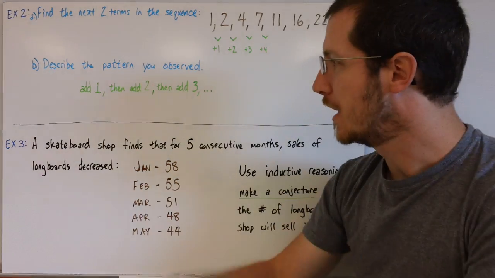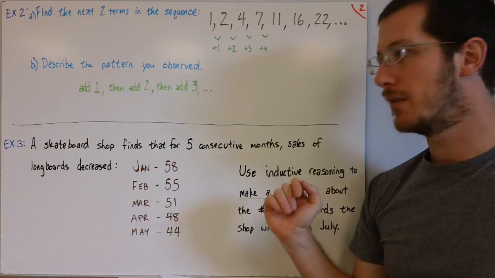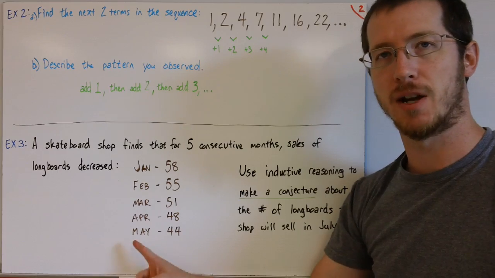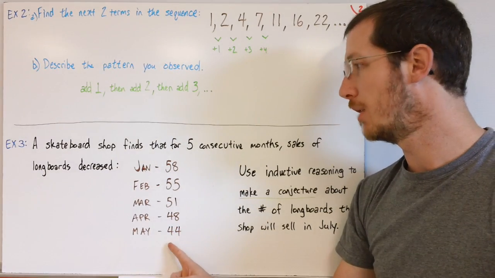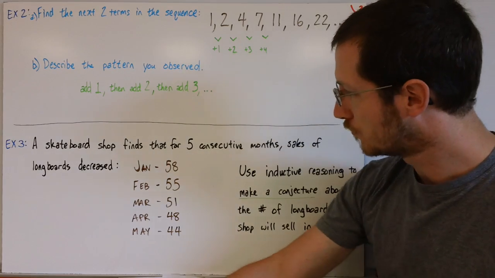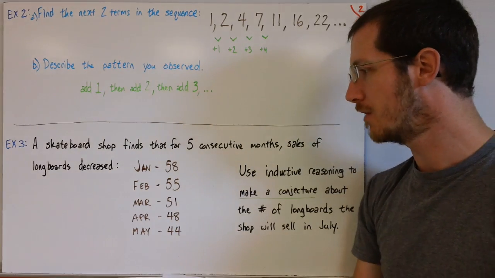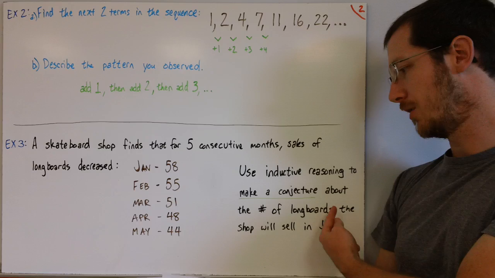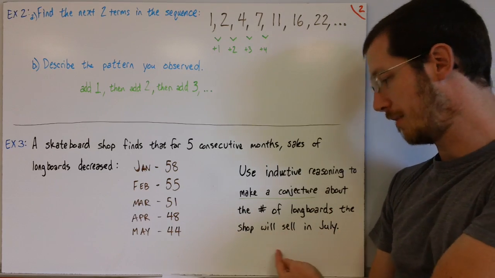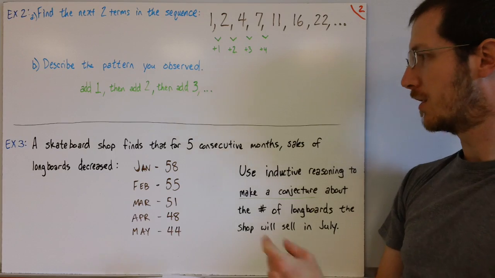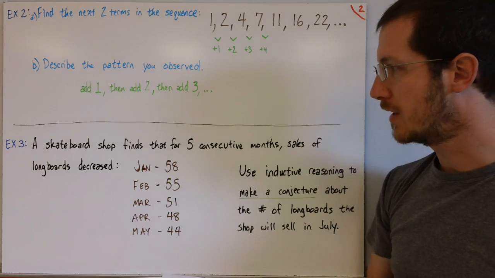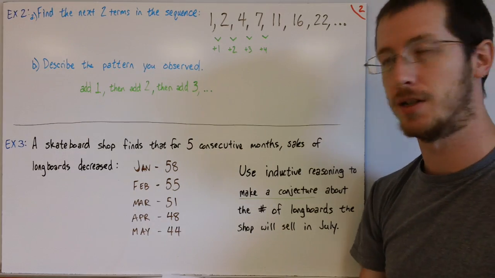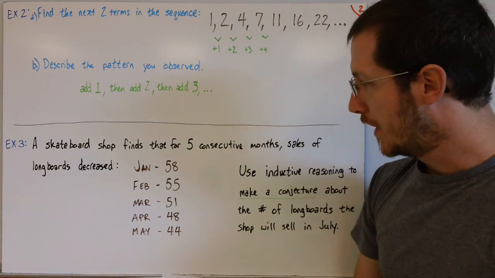Okay, example 3. A skateboard shop finds that for 5 consecutive months, sales of longboards decreased. We've got a data set here. We've got the months on the left and the number of longboards sold in that month on the right. We've got the first 5 months of a certain year. We want to use inductive reasoning to make a conjecture about the number of longboards the shop will sell in July. So we actually want to help this company predict how many they're going to sell in July if this pattern continues. All right, so let's see if we can find a pattern.